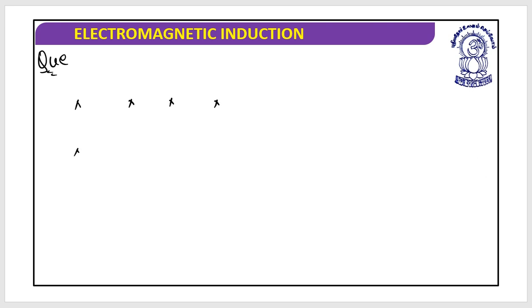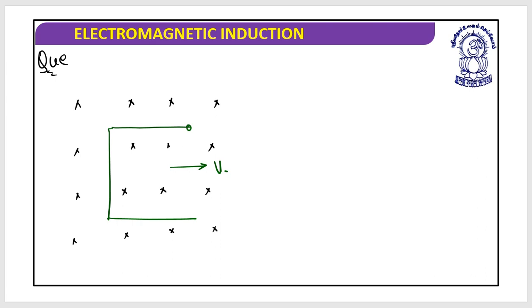Suppose a magnetic field has been arranged like this, and a conductor is there, something like this. This conductor is moving in this direction with constant velocity v. Let's give them a name. Magnetic field is B. This is P, Q, R, S. This length is L. This length is L. This length is L.